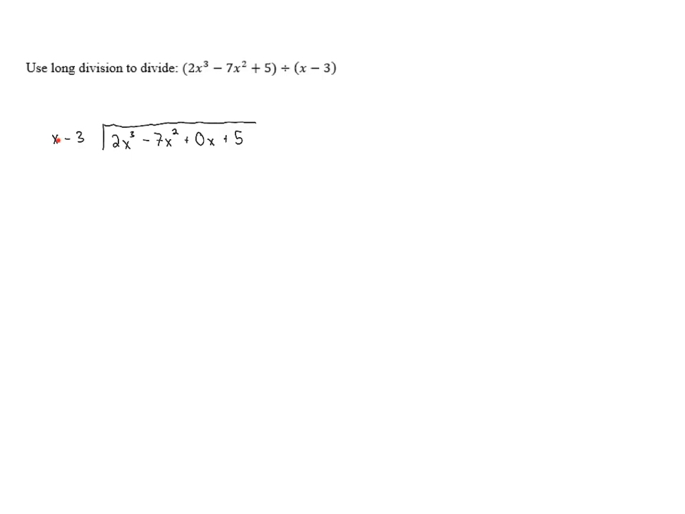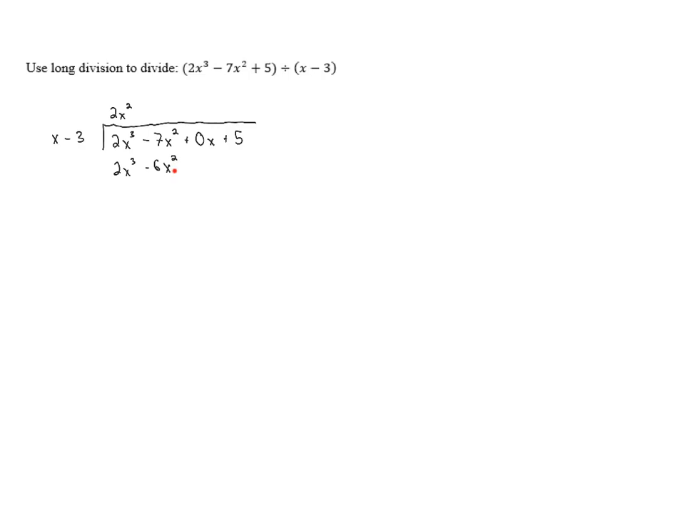process. What do we multiply x by to get 2x cubed? Well, if we multiply it by 2x squared, then we do get 2x cubed. So now let's go through and multiply. 2x squared times x is 2x cubed. 2x squared times negative 3 is negative 6x squared.